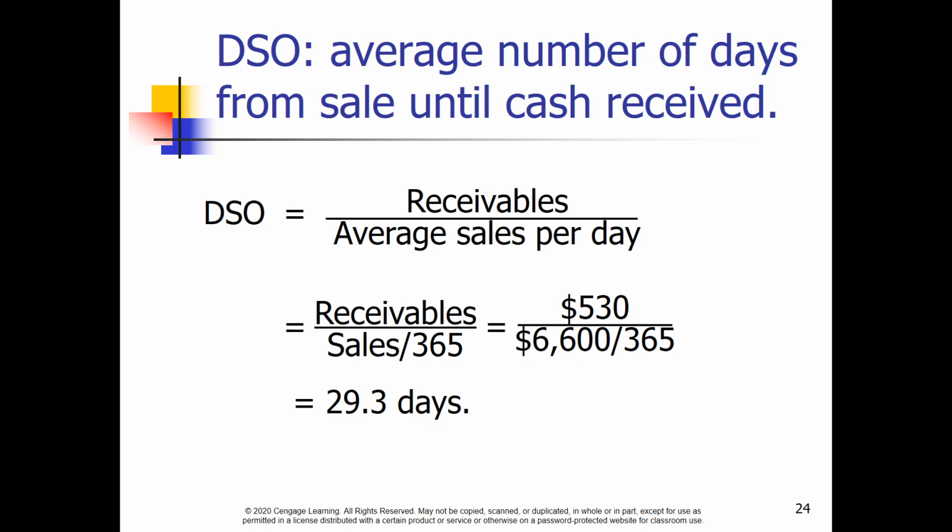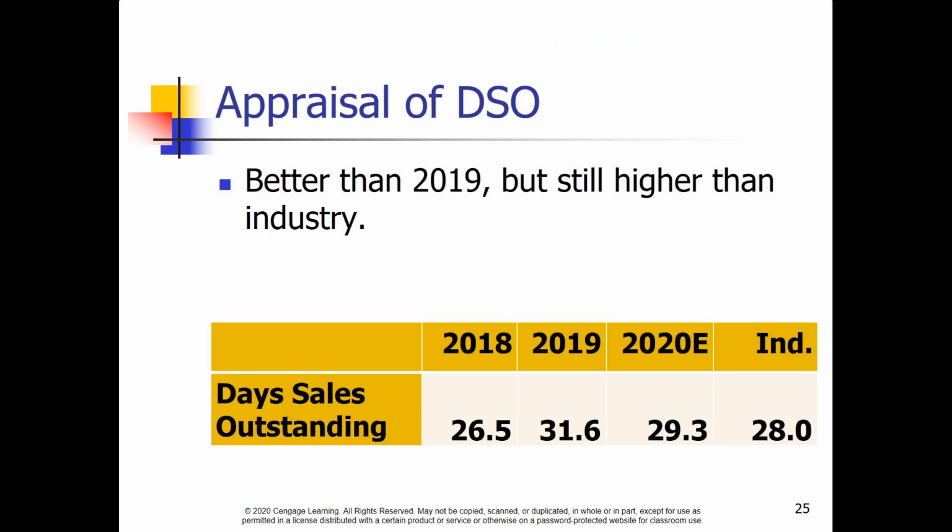Again, this number must be compared to industry standards, as some industries run with higher DSO numbers than others. Assuming a standard net 30 days credit policy, 29.3 days is very good. With an industry average of 28, we can pretty well assume 30-day net is the industry standard, making the firm's 29.3 look good, and Computron is improving.